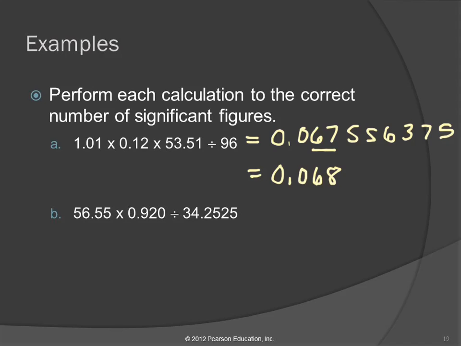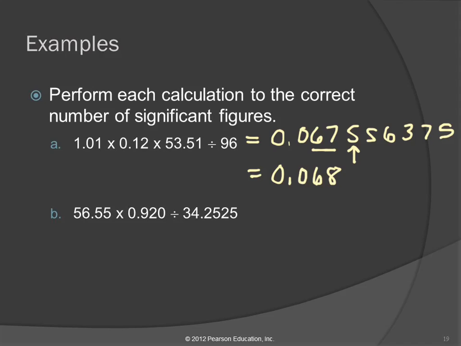Sometimes I get students saying, oh, it should be 0.07. That 0 is not significant. I'm going to keep the 6 and the 7. I'm getting rid of a 5. 5 or greater rounds up. Any questions?